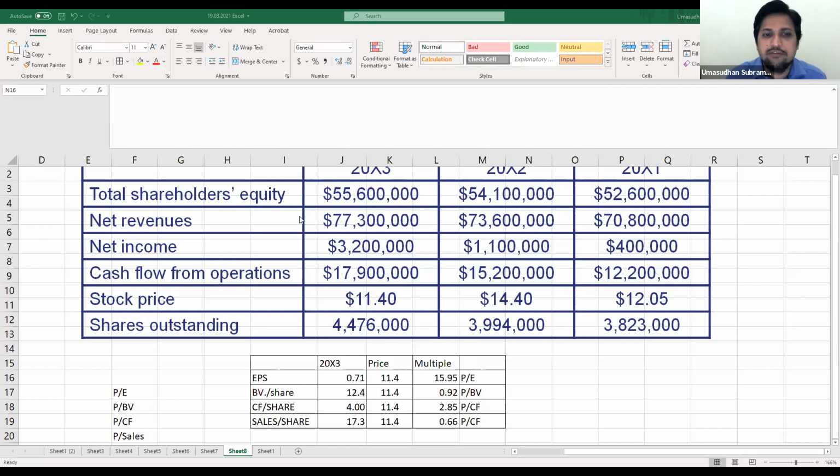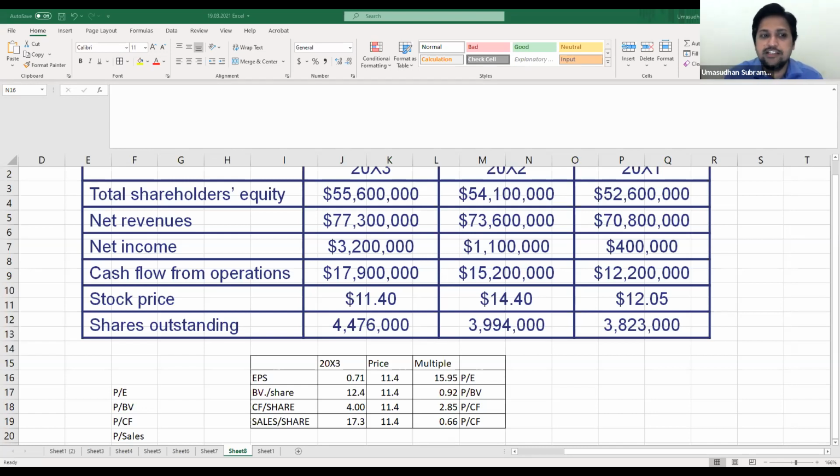If I give you this table, what will you do? You take the net income divided by your net revenue, isn't it? Your net profit margin is your net income divided by your net revenue in your income statement. So what is the equivalent of net income in this table? It is EPS. What is the equivalent of revenue in this table? It is your sales per share. So if you divide 0.71 by 17.3, that gives you net profit margin, 4.1%. So that's your net profit margin.